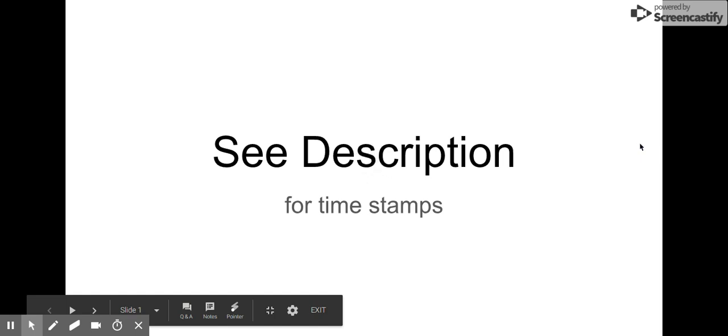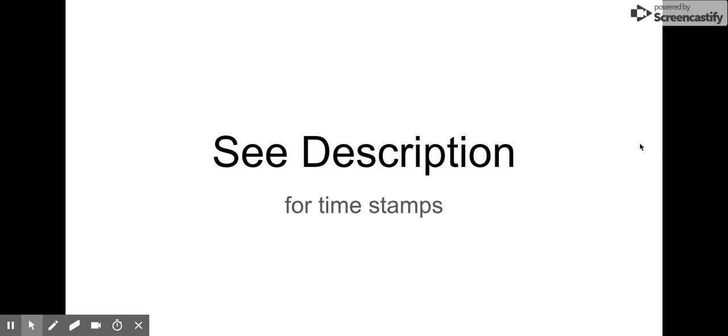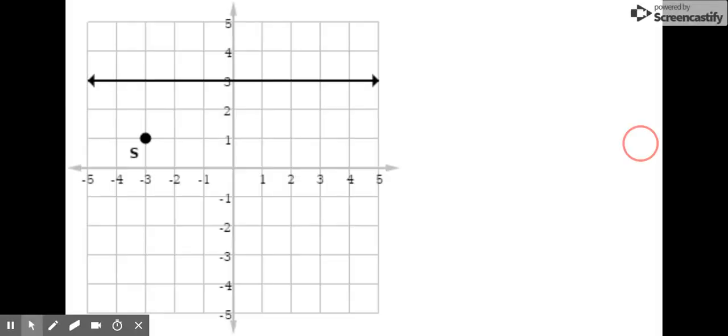Please see the descriptions for timestamps so you can go to the axis of symmetry that you're looking for. We're going to look at a horizontal axis of symmetry, vertical axis of symmetry, and also diagonal axes of symmetry. So let's start with horizontal axis of symmetry.